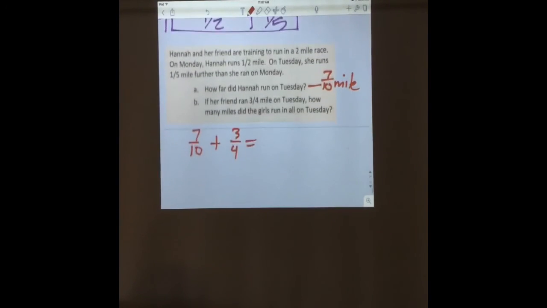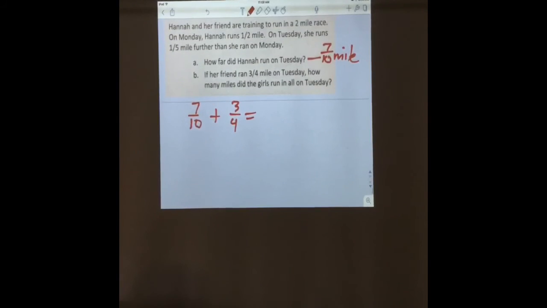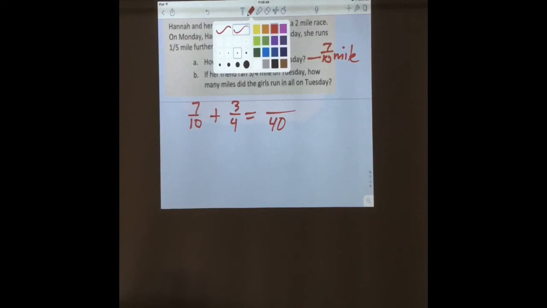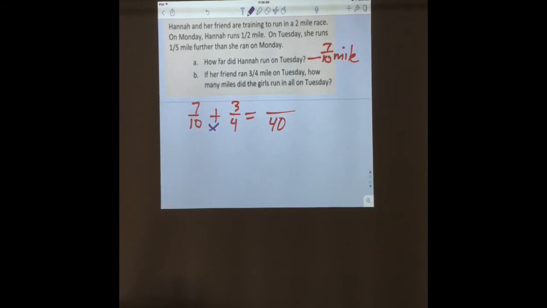Can we do this? Ooh, you want to use our fancy new way of doing it? Okay, what's our bottom number going to be? Do you know? 40? Is that what you said? Yeah, why? Because 10 times 4 is 40. Right, I'm going to change my color, okay? What do we do next? Yes, cross multiply. 10 times 3 is what? 30 over 10, right?